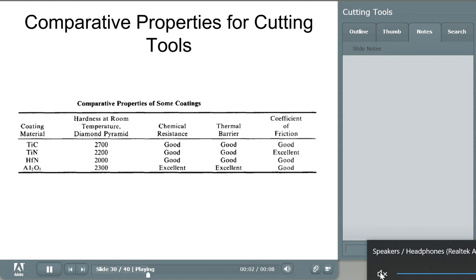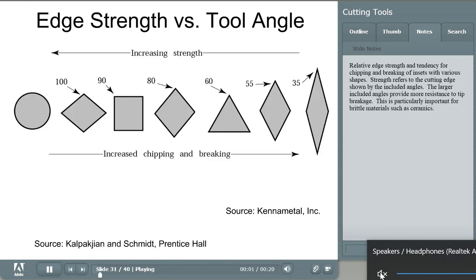Comparative properties for cutting tools. Various properties for various different types of cutting tool materials. Edge strength versus tool angle. Relative edge strength and tendency for chipping and breaking of inserts with various shapes.